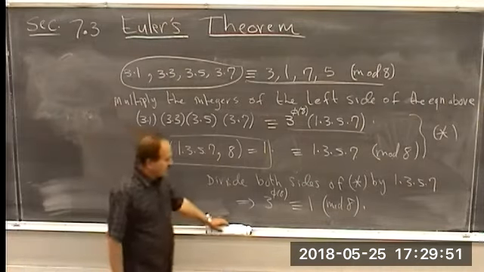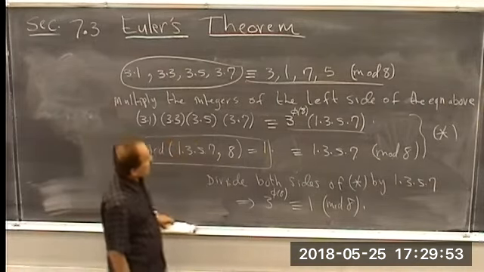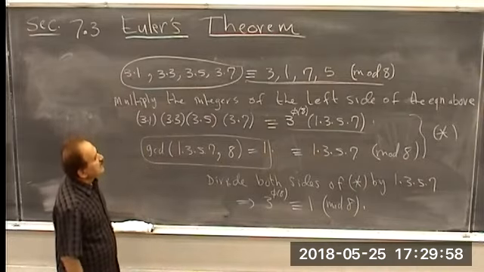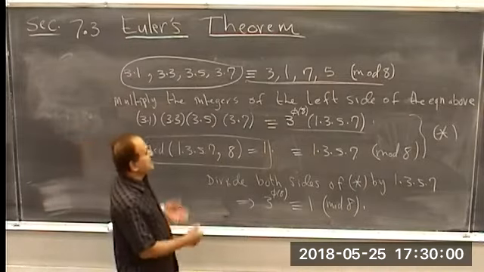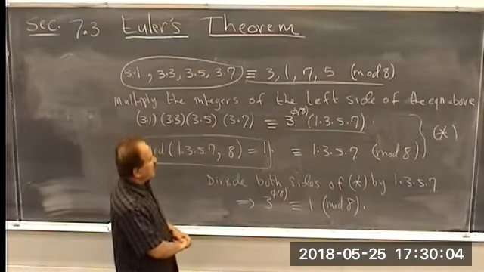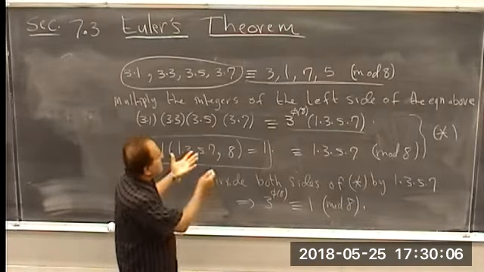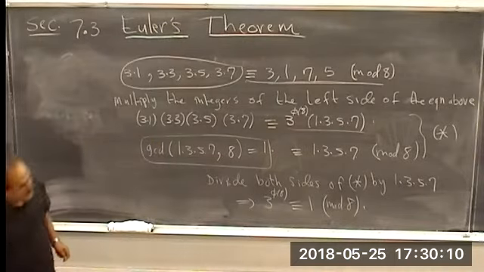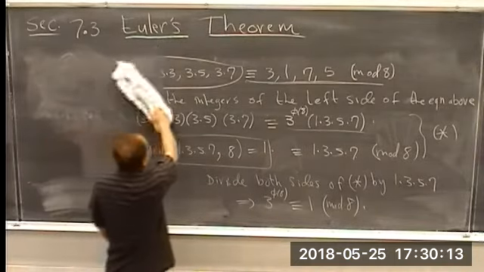Euler's theorem is stating. So the main idea in this proof is to take a reduced residue system, then multiply by that A that we are considering in the theorem, and then just do this trick. All right, so let's go ahead and present the general proof.